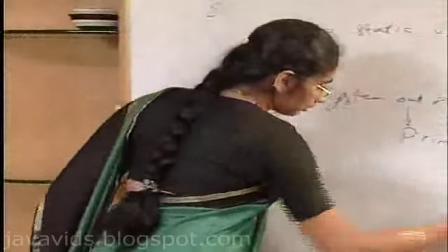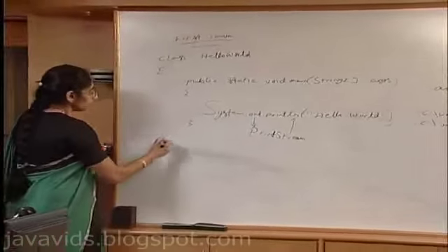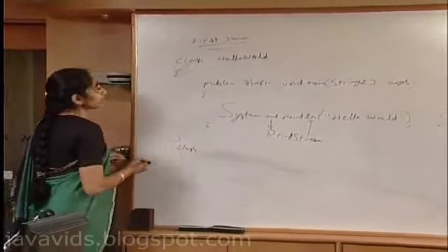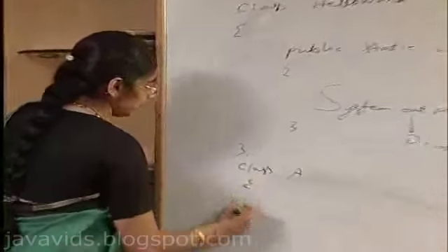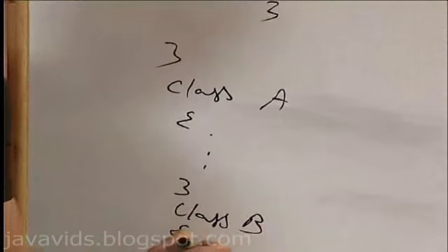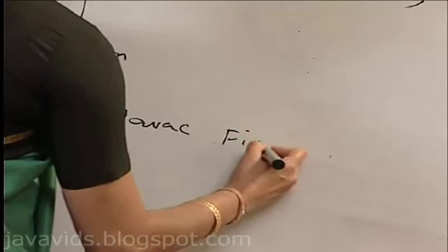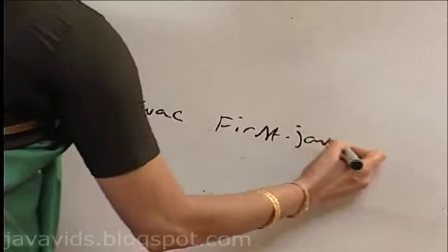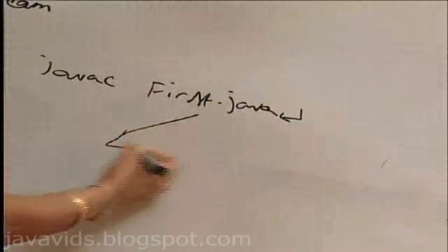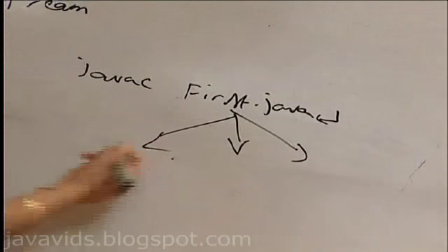Now let's move on to writing some more classes into the same .java file. Let's assume I have class A and class B in the same Java file. When you compile this code with javac first.java, you get 3 different class files, one class file for each class.